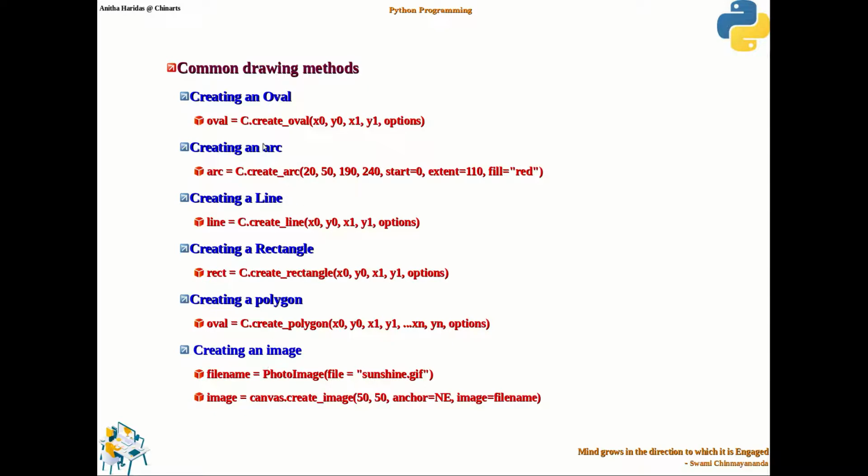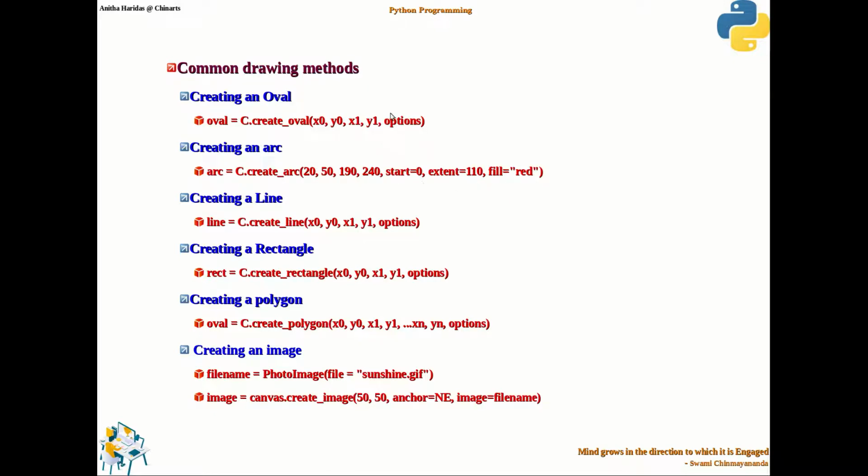So if you want to create an oval, then you have to specify the coordinates: the x and y coordinates of the top left corner and the x and y coordinates of the bottom right corner must be specified, and some options can also be given. Or if you want to create an arc, then again you can specify the coordinates, the start value and to where it has to be extended, then the fill color, right? So these are some of the options.